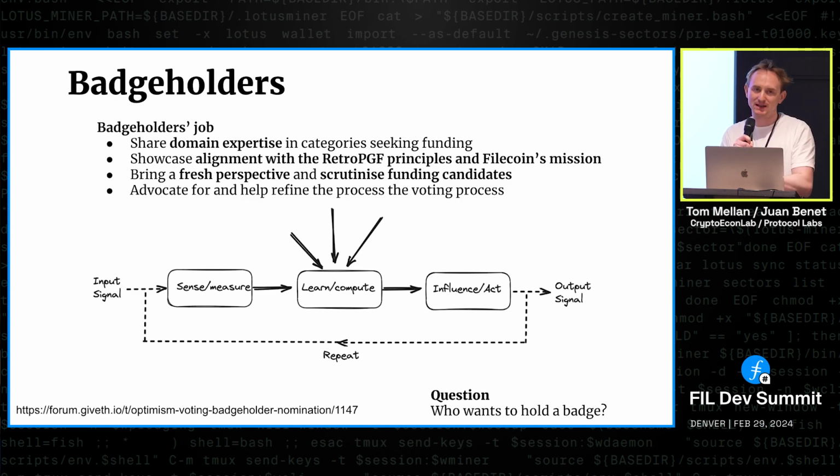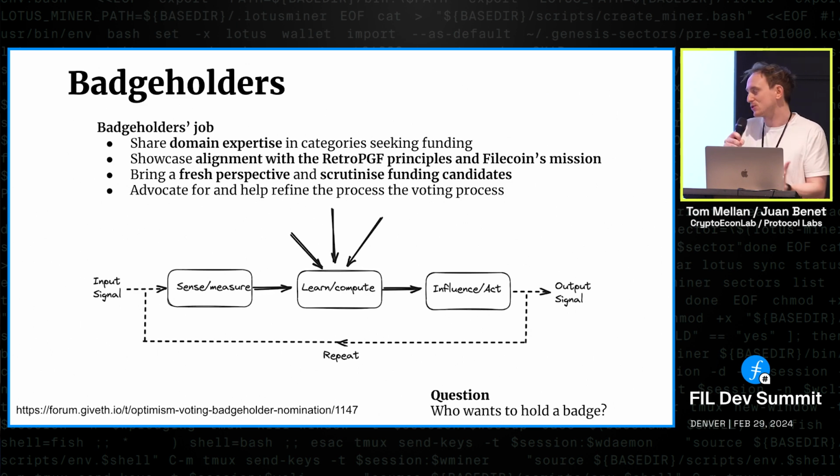But the step before that is the badge holders, and they're really the brain of this operation. They are interpreting the applications and deciding what should be funded. So the badge holders' job is a critical part. They need to share their deep domain expertise across the different categories. We're looking for people who are strongly aligned with the RetroPGF principles as well as Filecoin's mission, but also it's good to have a fresh perspective. So as the rounds evolve, we want to include more and new badge holders.